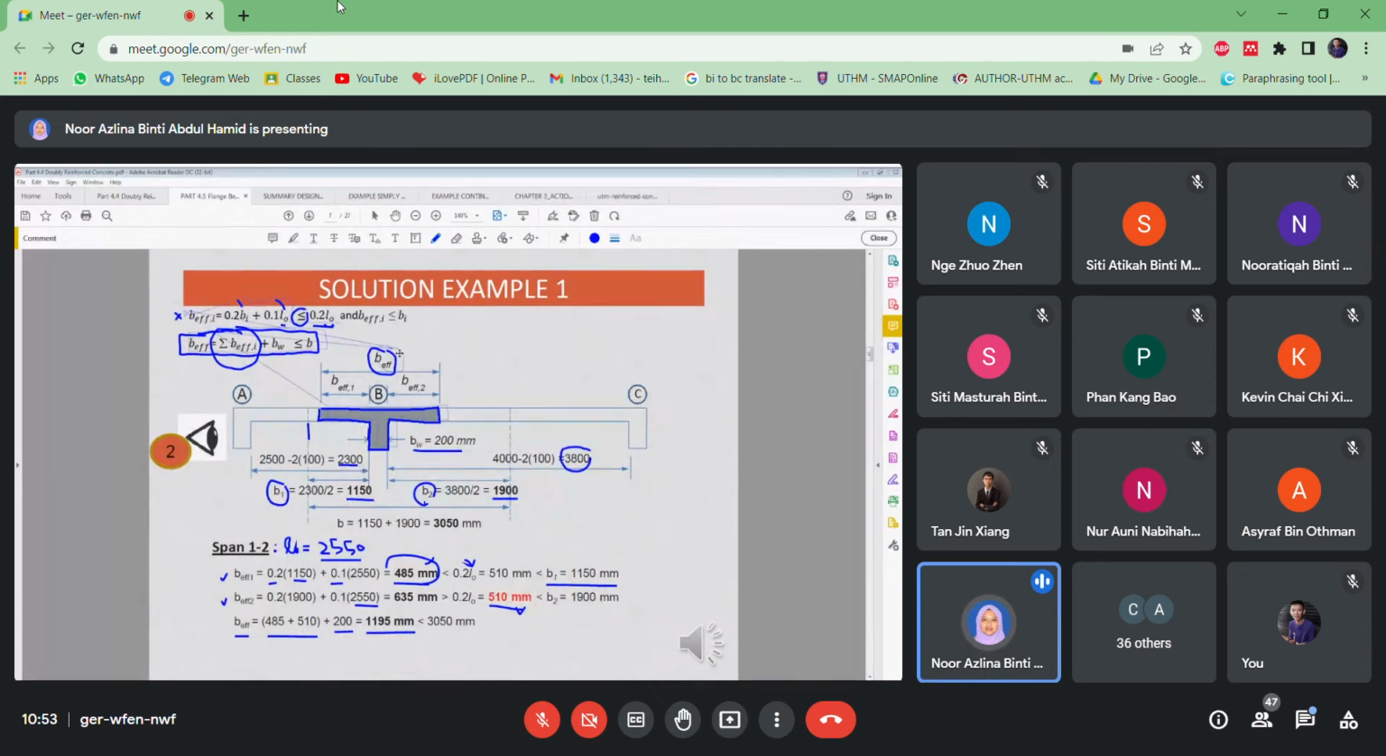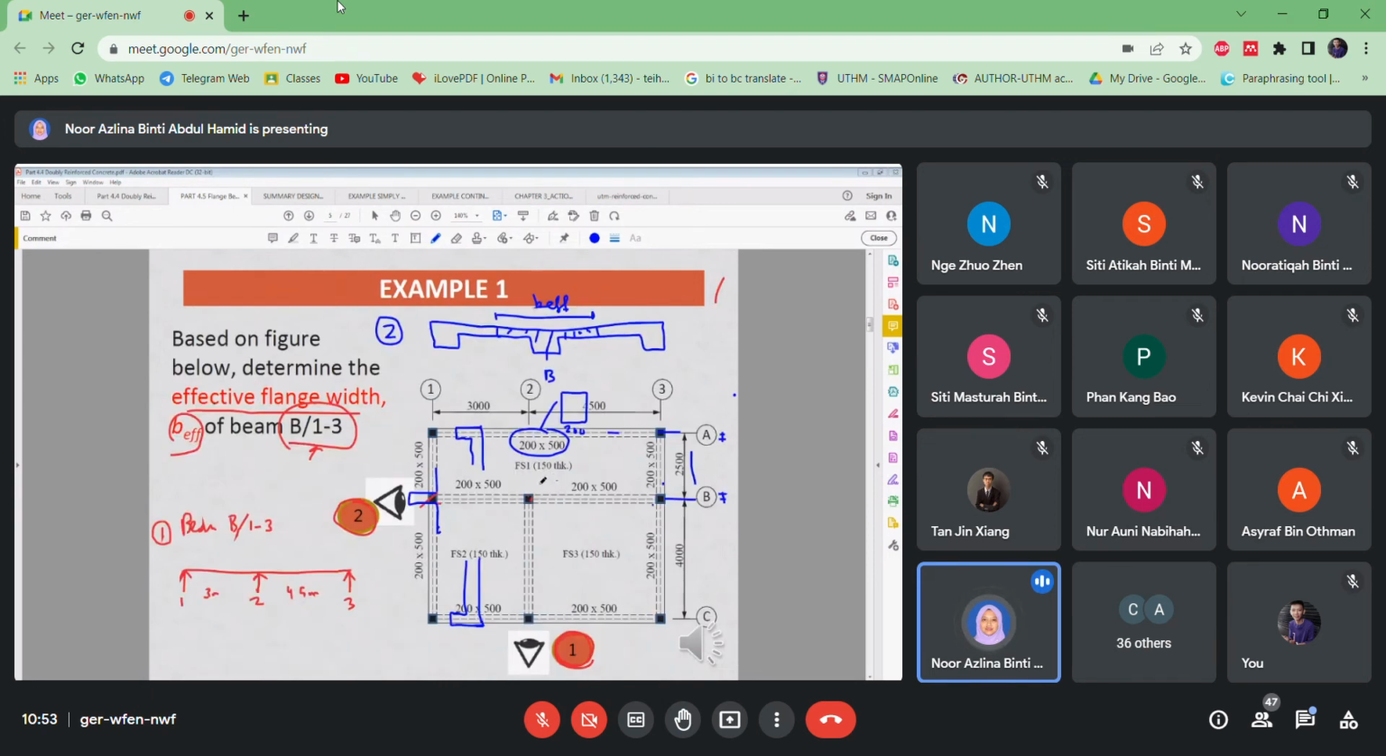Okay, this B effective is 1195 mm. Ni adalah lebar flange untuk span 1 hingga 2. So ni adalah lebar dia. Katalah, okay, kalau nampak di atas, inilah lebar dia 1195. It's B effective up to grid line 2.